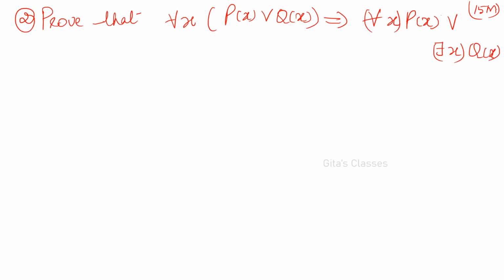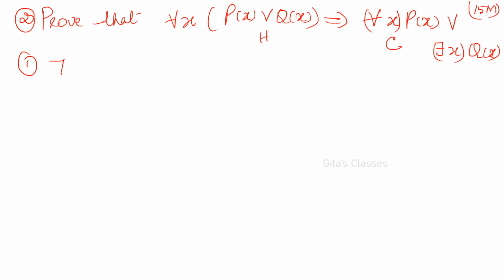In this indirect method means what? This is our conclusion, so you have to take negation of C. This is the only premise. In the indirect method, you have to take negation of C as an additional premise. Then you have to prove a contradiction. So first step number 1, I am taking negation of C as an additional premise.